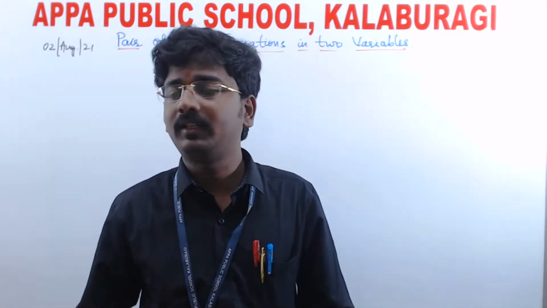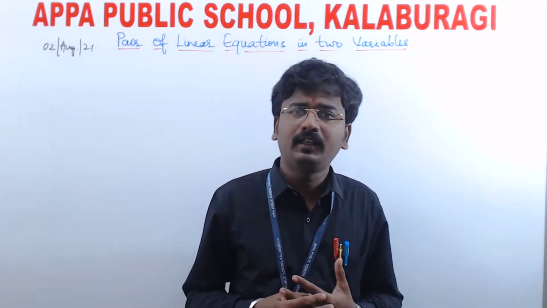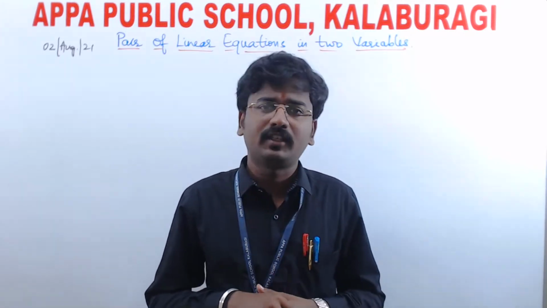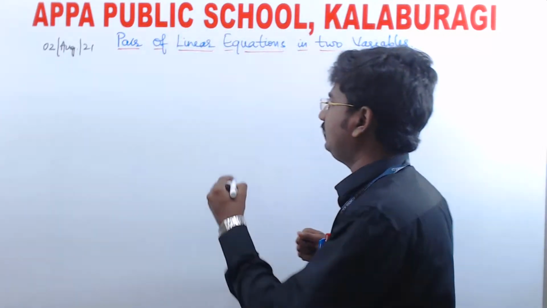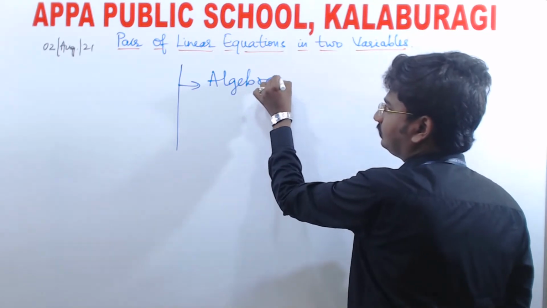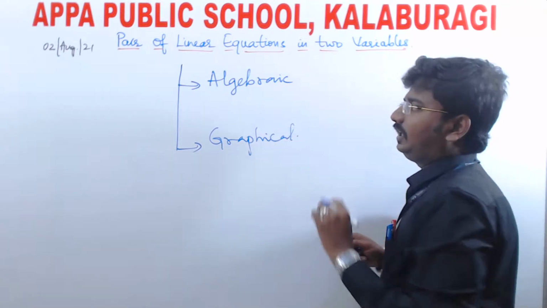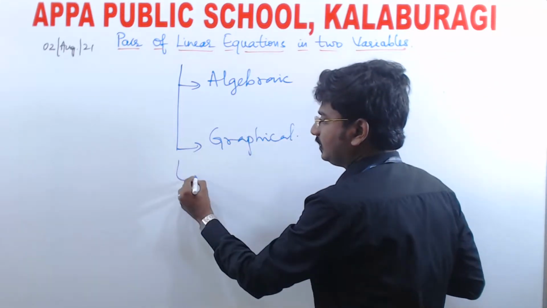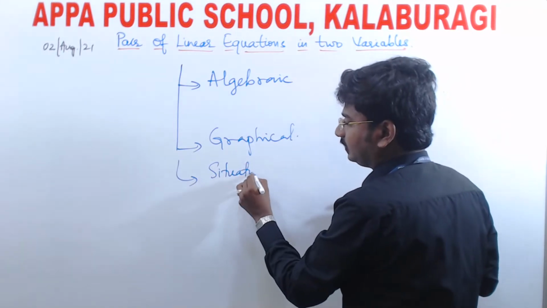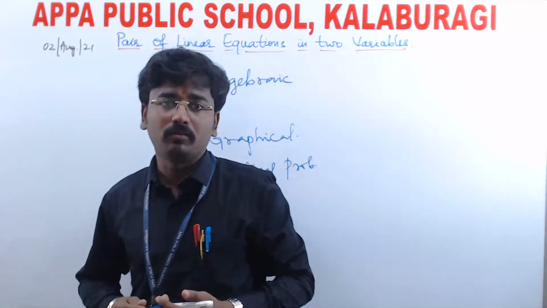Yes, we are back again with the continuation of your chapter, pair of linear equations in two variables. As you all know, last week sir has completed almost the algebraic part of this chapter. In this chapter we have two methods: one is the algebraic method, another one is the graphical method. And related to these two, we have some situational problems. You can say it as word problems.